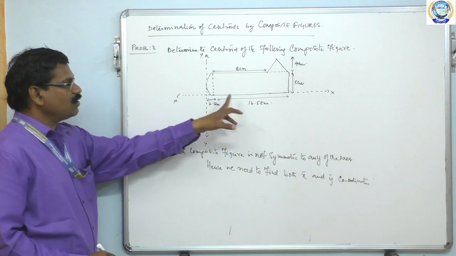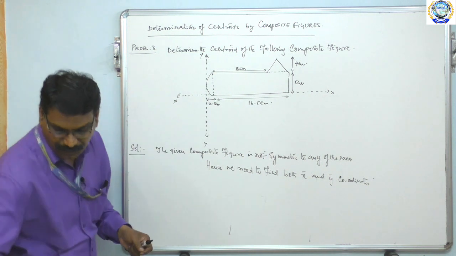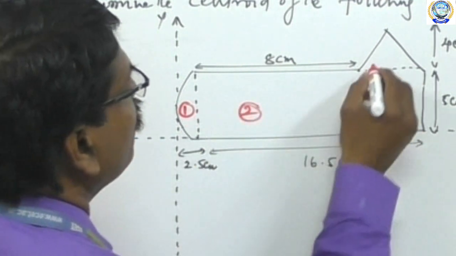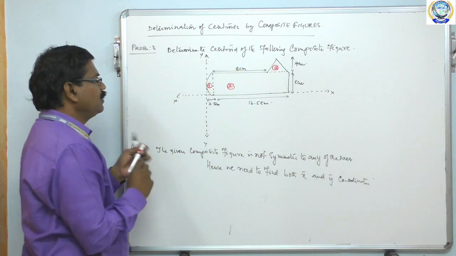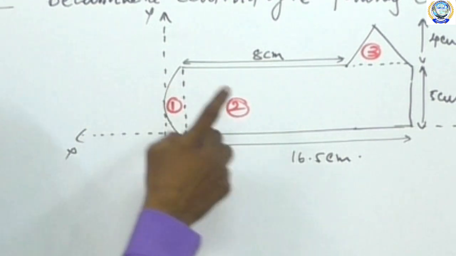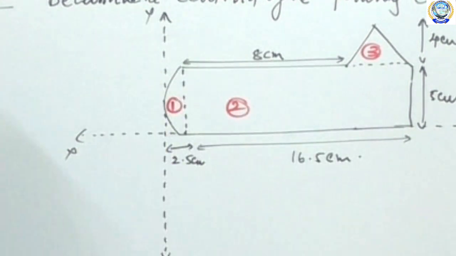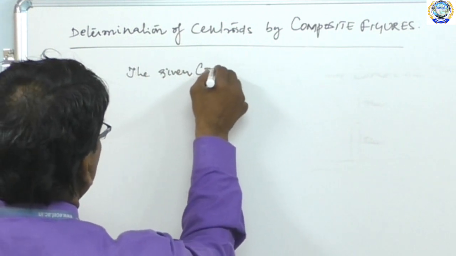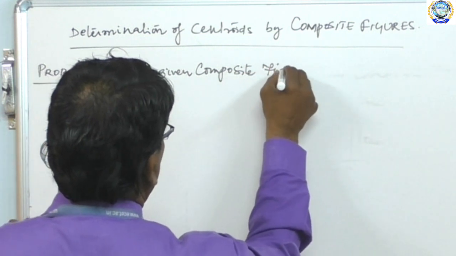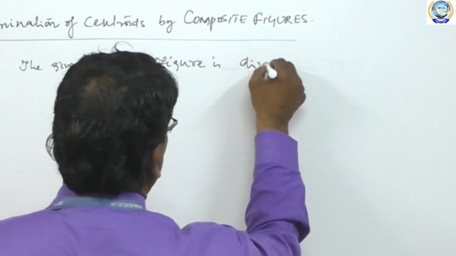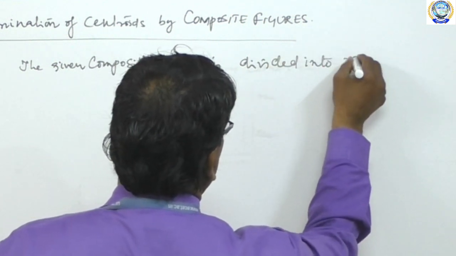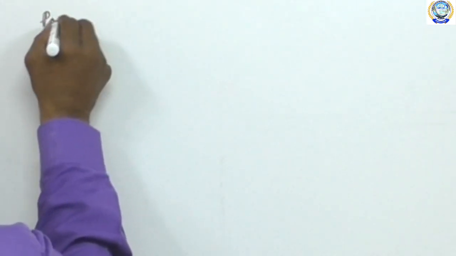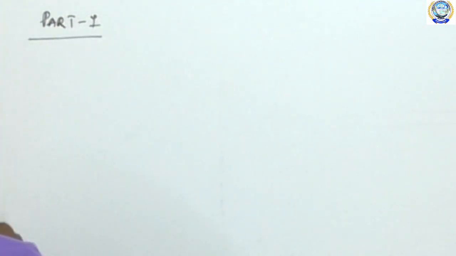For our convenience, this composite figure is divided into three parts. That will be like this. This is the first part, this is the second part, and this is the third part. So strictly speaking, the first part is a semicircle in shape, the second part is a rectangle, and the third part is a triangle. Let us see the solution of this. The given composite figure is divided into three parts. Part 1, semicircle.